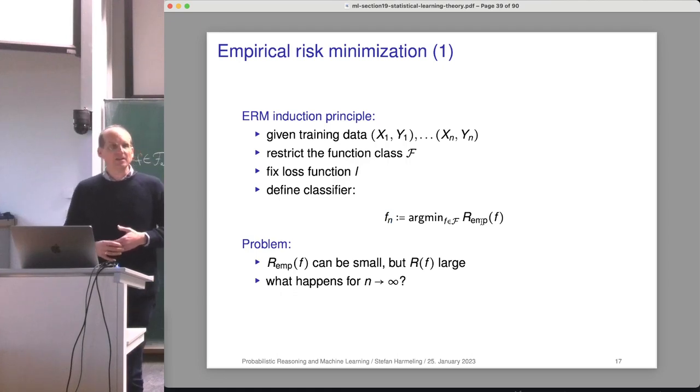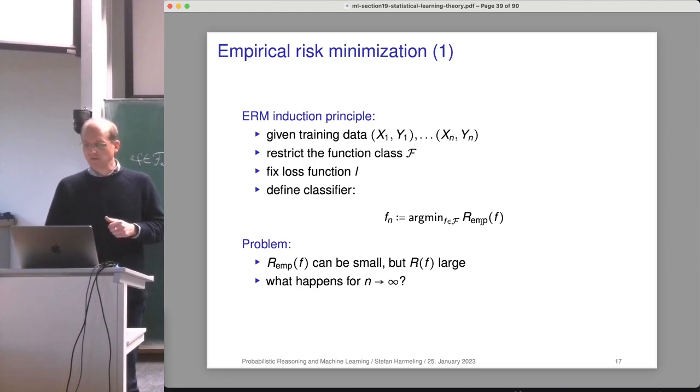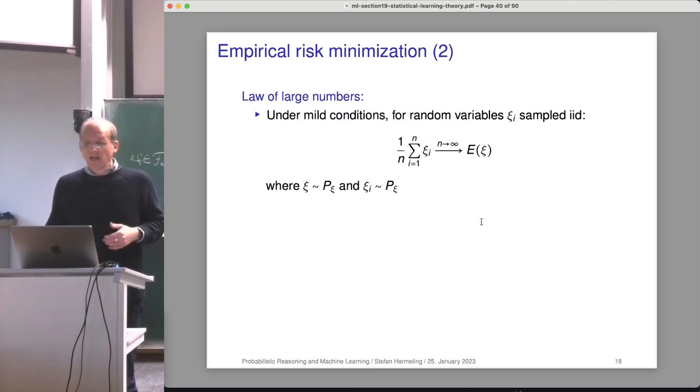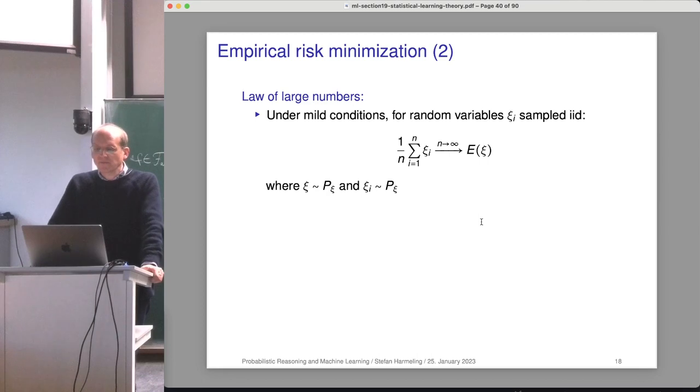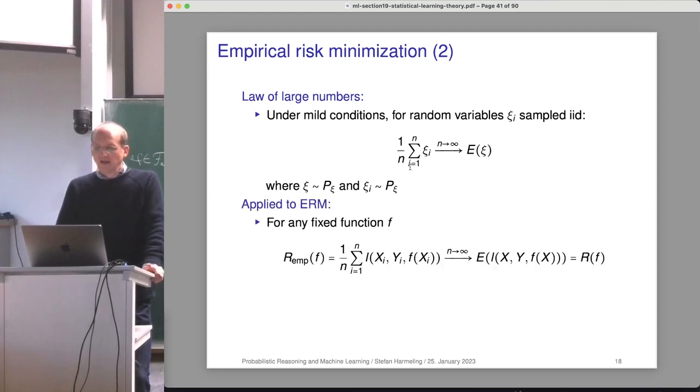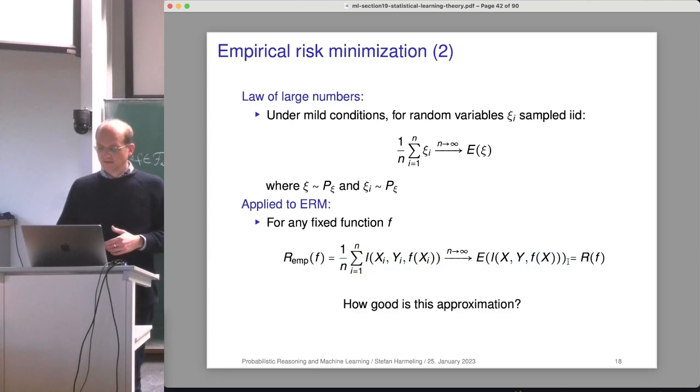Of course, the problem, as we've seen, is our empirical risk might be very small, but R of f is large. So of course, we are interested in what's happening if we see more and more data. And here now, we can use some big hammers from statistics. There's the law of large numbers, which says something like this: if some random variables psi i are sampled IID, then under certain mild conditions, the empirical average converges against the true average. Okay, and that is exactly what we need for our expressions here. So we have some empirical error, and then the law of large numbers will tell us this thing goes against the true risk. So far, so good.